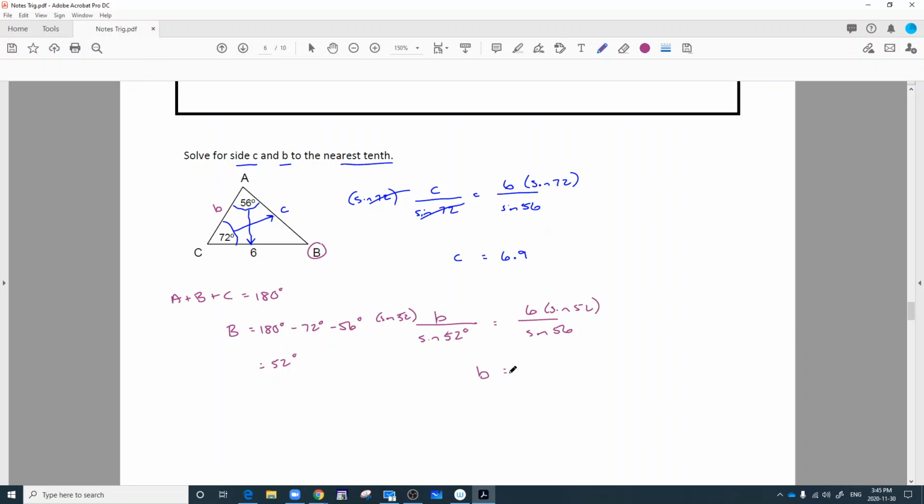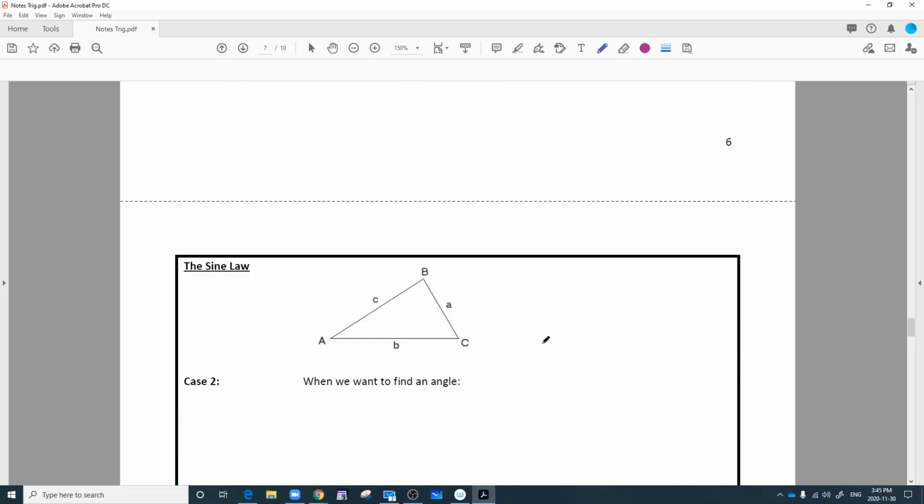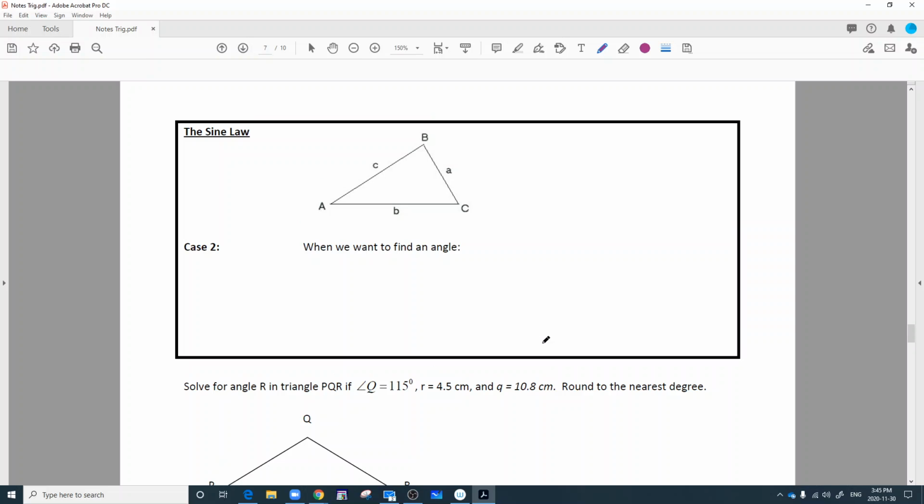And I get B equals 6 times the sine of 52 divided by the sine of 56. And I get, to the nearest tenth, 5.7. So this is how to use the sine law to solve for a missing side. The next thing we're going to do is use the sine law to solve for a missing angle.